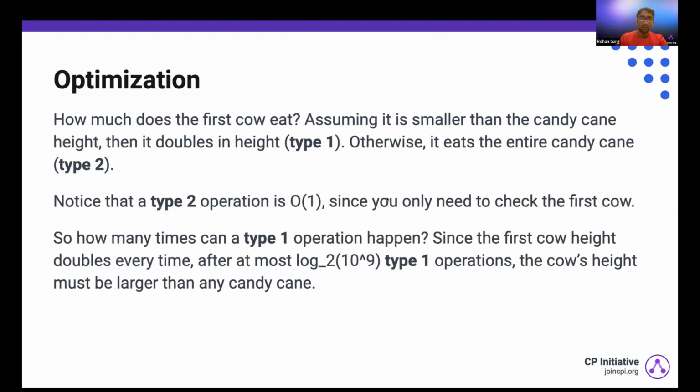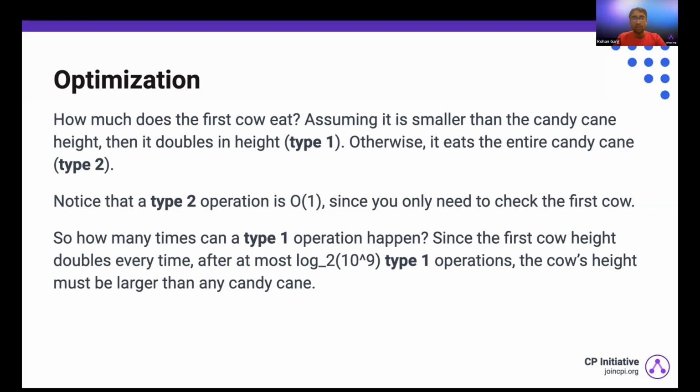So we can break up any candy cane into two different cases. I'm going to call them type 1 and type 2, but the name doesn't really matter. It's just a way for me to reference them more easily. So basically, in a type 1 candy cane, the first cow's height is smaller than the candy cane. And the second type of operation is when the first cow's height is greater than the candy cane.